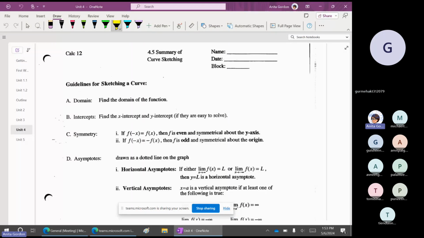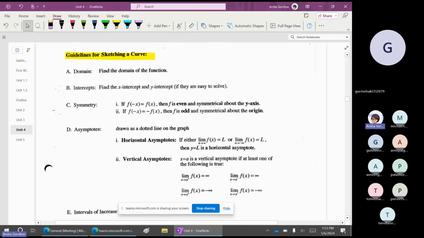So, guidelines for curve sketching. We're going to make, or you have in front of you, a one-page summary of everything we've done so far. We're going to take this summary and put it into action today.